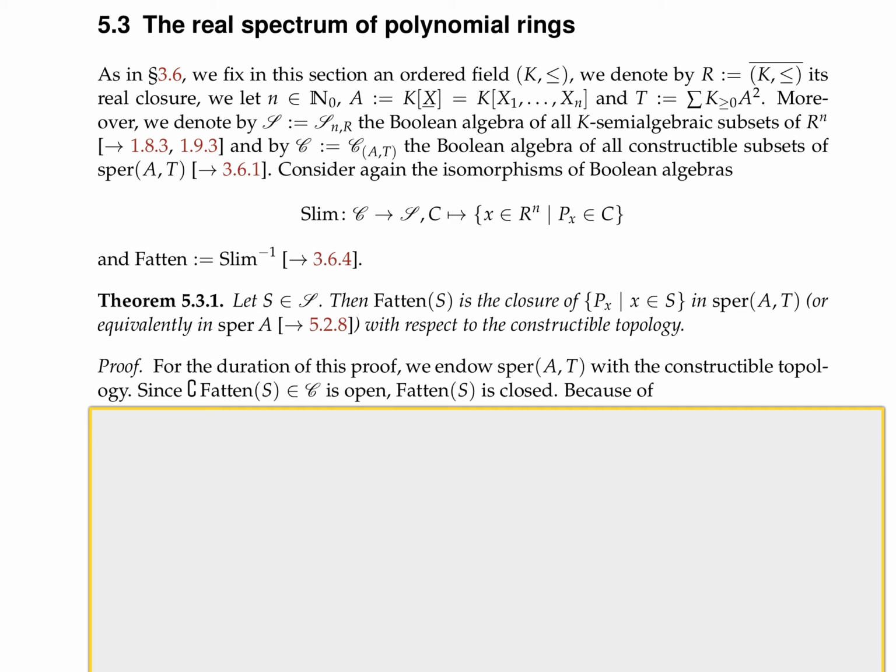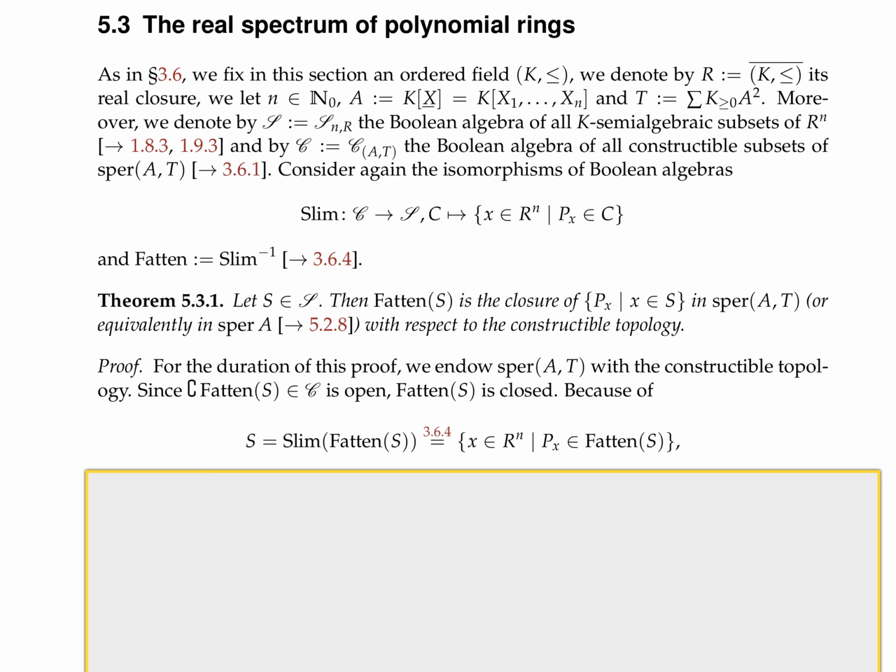Hopefully I don't confuse you too much, and maybe I'm overcomplicating some things also. But yes, so this complement of a fattening of S is of course constructible, and therefore it's open in the real spectrum of A[T]. And the fattening of S is therefore closed with respect to the constructible topology on the real spectrum of A[T].